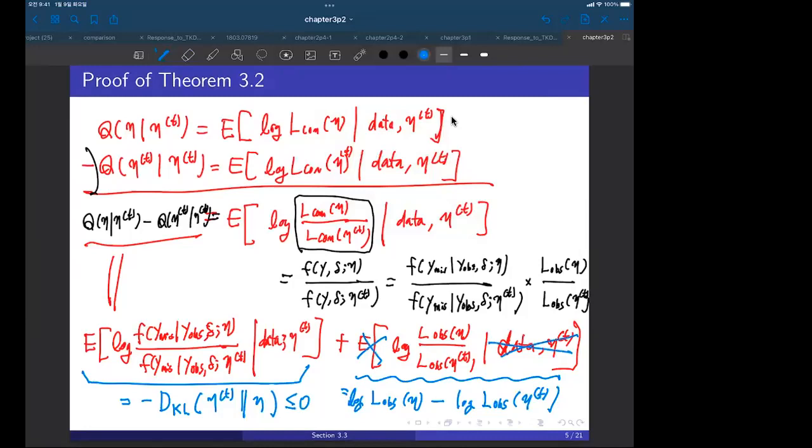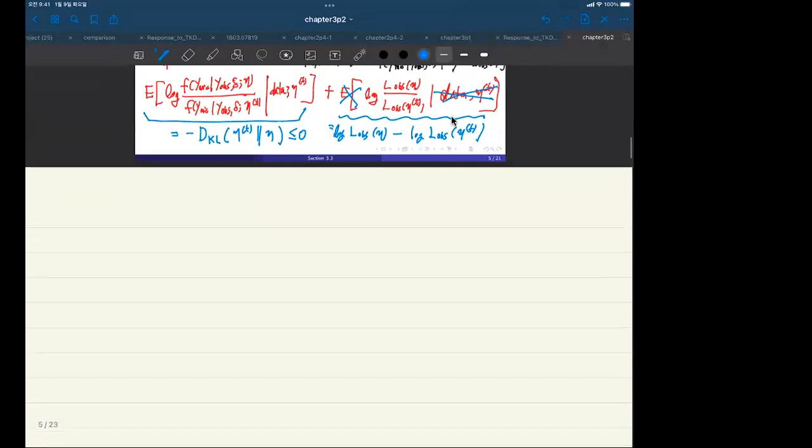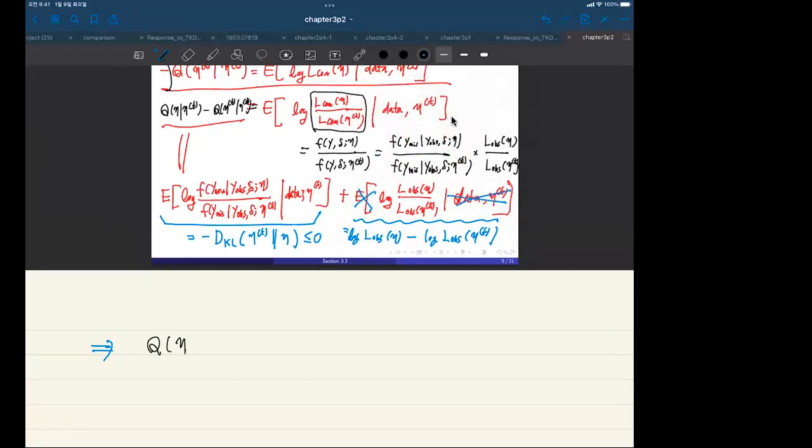So that means if we find the maximizer. So let me add one more line. Okay. So that actually implies Q. So at, oh, I'm sorry. Thank you. Back to the meeting, I guess. Oh, okay. Never mind. Yeah. Thank you. So, yeah.